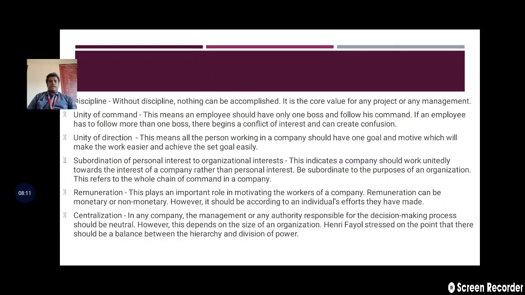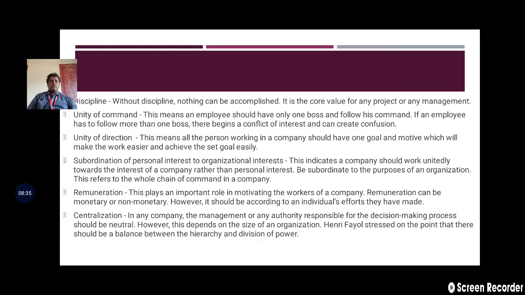Unity of direction. This means all the persons working in a company should have one goal and motive, which will make their work easier and help achieve the set goal easily. Subordination of personal interest to organization interest. This indicates a company should work uniquely towards the interest of the company rather than personal interest.